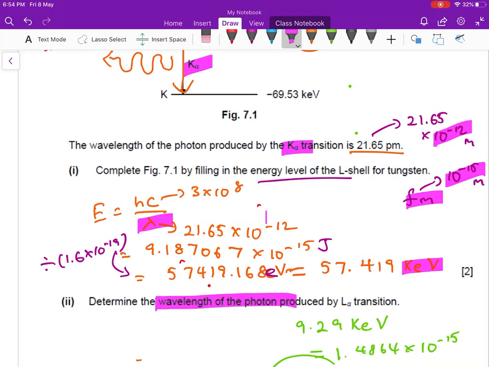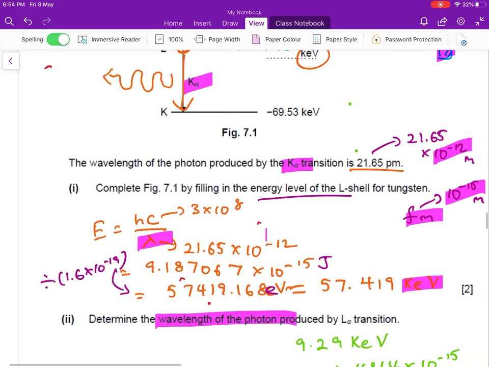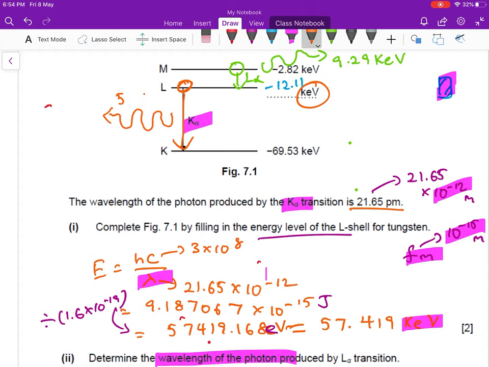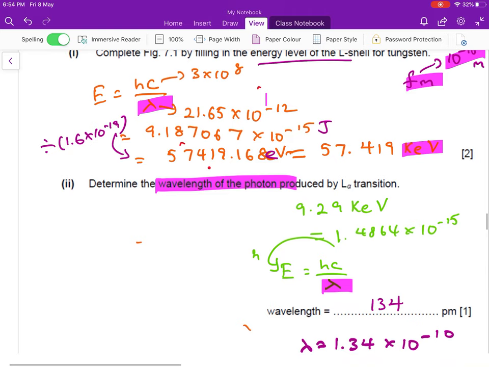What do you get? You get 9.187067×10^-5 joules of energy. Then you just convert to electron volts. How do you convert to electron volts? Very simple, okay? So maybe just a brief recap. Divide by 1.6×10^-9, okay? So you get electron volts, and then convert to kilo electron volts, okay? So you will get 57.419. So this photon emitted is 57.419 keV, okay?